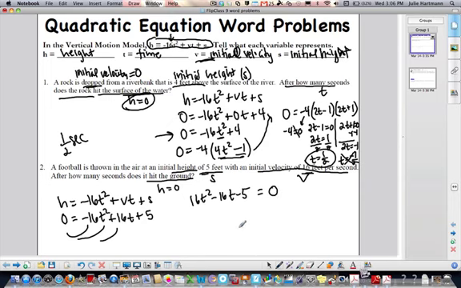So now it's equal to 0. So now we factor. No greatest common factor. We do have a coefficient in front, so I'm going to multiply 16 times negative 5. That is negative 80. Now, what can I multiply to get negative 80 that adds to give negative 16?